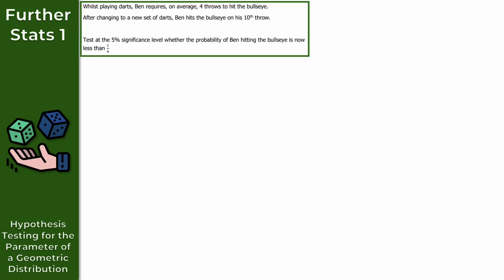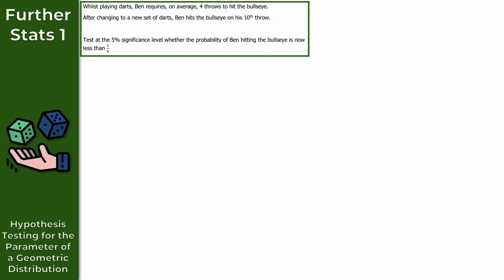Let's just take a look at one more question. So we have question 2, and for question 2, we're told that whilst playing darts, Ben requires, on average, 4 throws to hit the bullseye. After changing to a new set of darts, Ben hits the bullseye on his 10th throw. So this question asks us to test at the 5% significance level whether the probability of Ben hitting the bullseye is now less than 1/4.